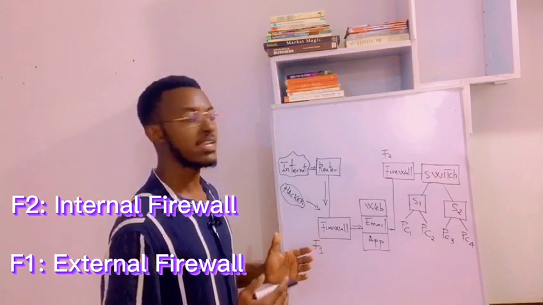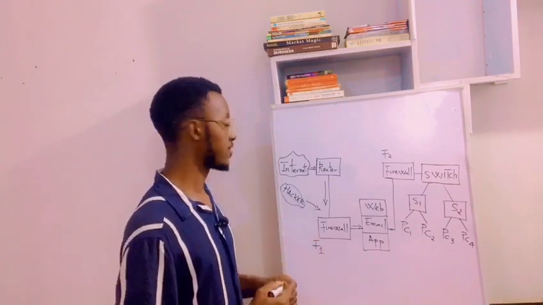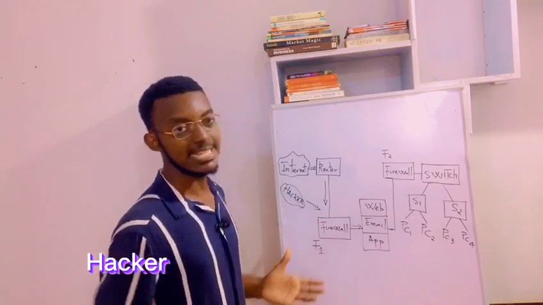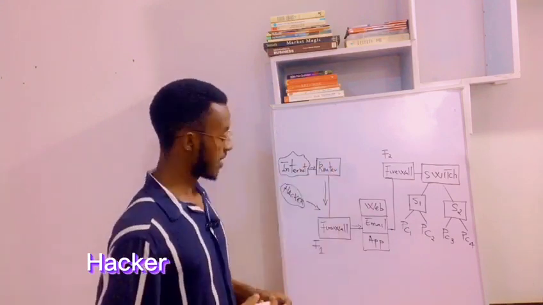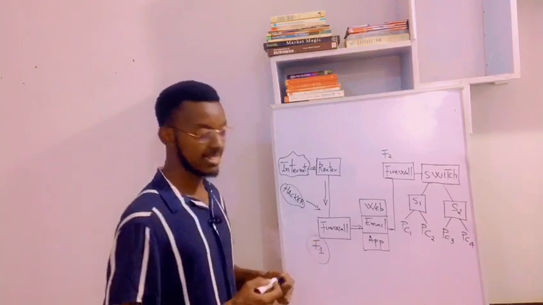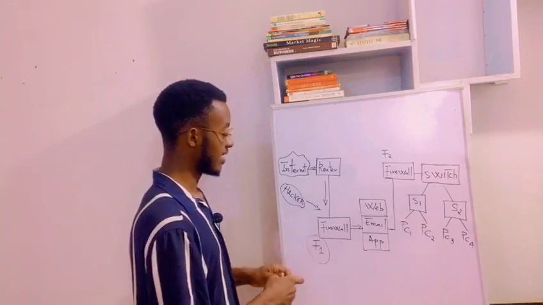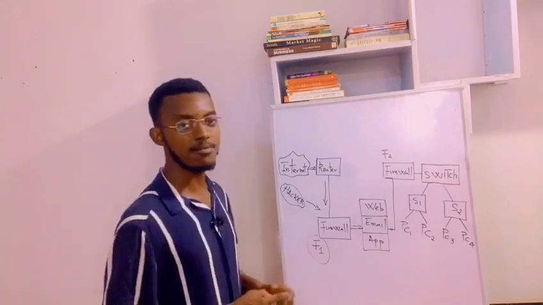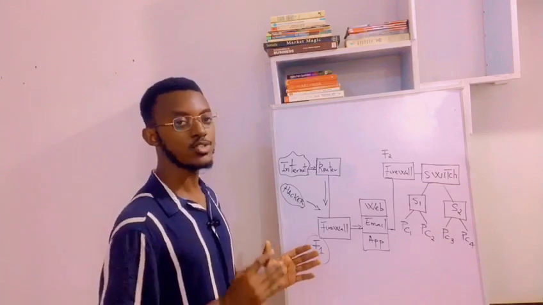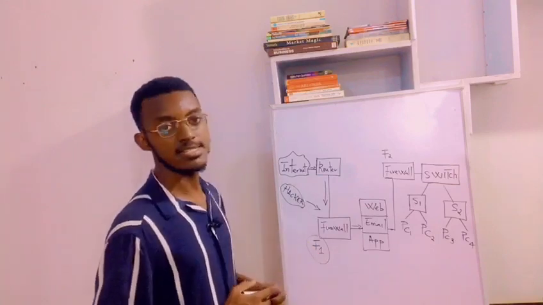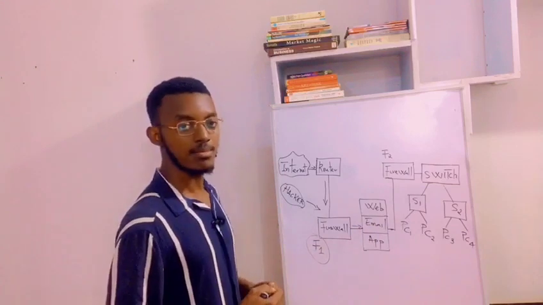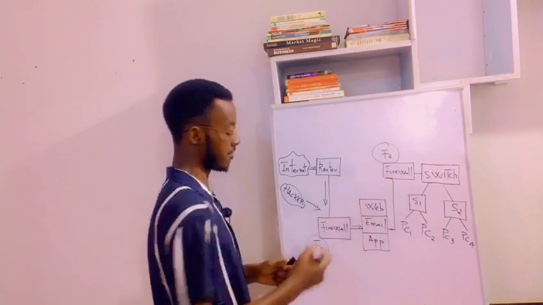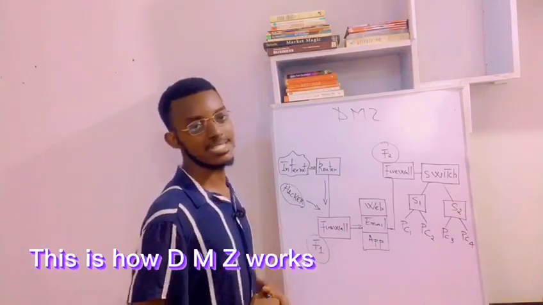So in this case, if any malicious activity happens, if a hacker tries to get access to your data, to your organization, F1 will detect it. And if the first firewall is not able to detect it, fine. In this case, it will not go straight to the system of the company because of the internal firewall, which is F2. So this is how DMZ works.